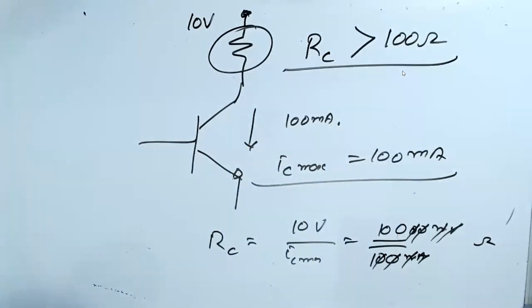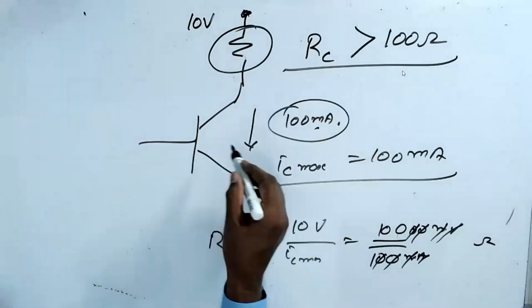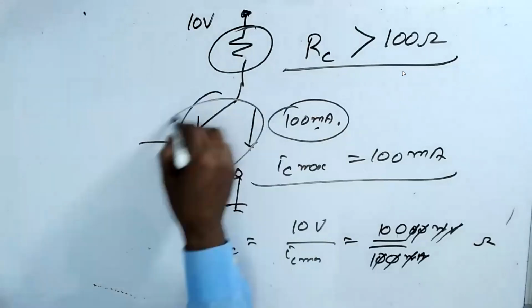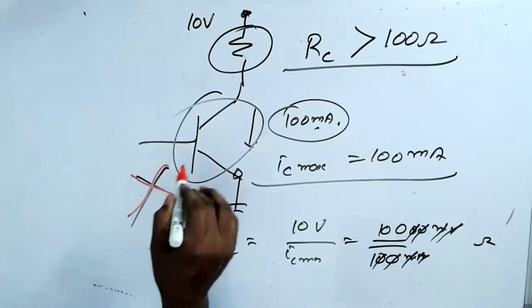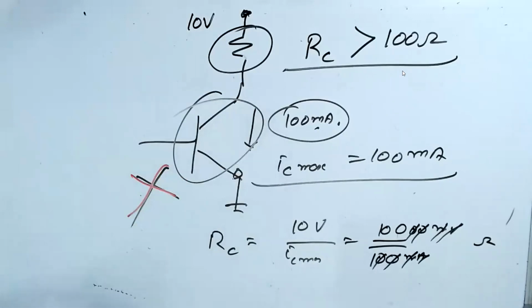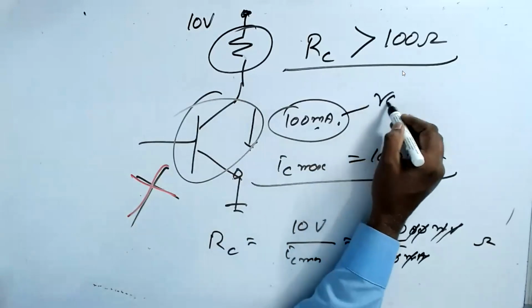If you put RC less than 100 ohm, what will happen? There will be more than 100 milliampere at saturation. At that time, the transistor will go bad. So you should never supply more current than this, which is called the rated current.